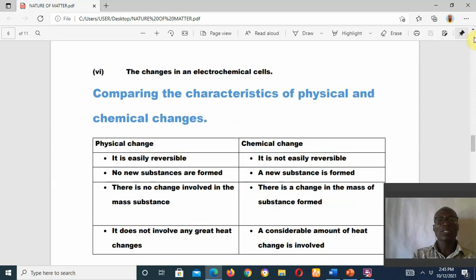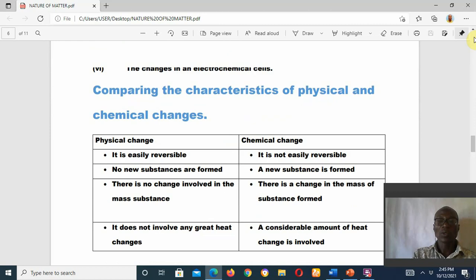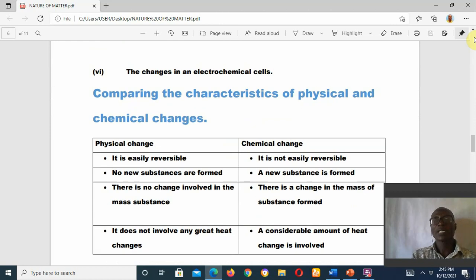Another example of chemical change is changes in electrochemical cells. That is, what are those changes that take place in a car battery? Those changes that occur are a chemical change because after the completion of those electrochemical reactions, we can no longer get our reactant back.